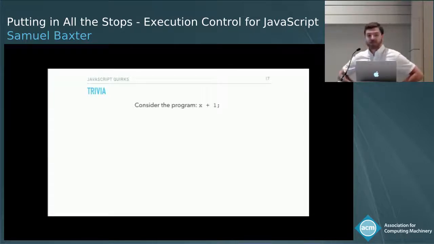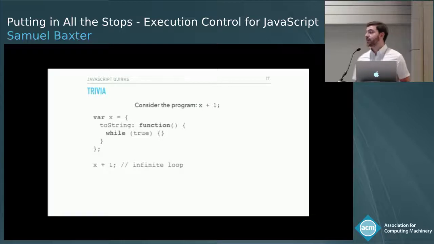And I want to consider the JavaScript program x+1. This is a simple program, about as small a program as you can have, but even this program can infinite loop in JavaScript. That's because JavaScript, like many programming languages, implicitly converts overloaded operators such as plus to invoke toString or valueOf methods. And in JavaScript, we can dynamically redefine toString on objects to perform computation. So in this case, we redefine it to an infinite loop, and x+1 now diverges.